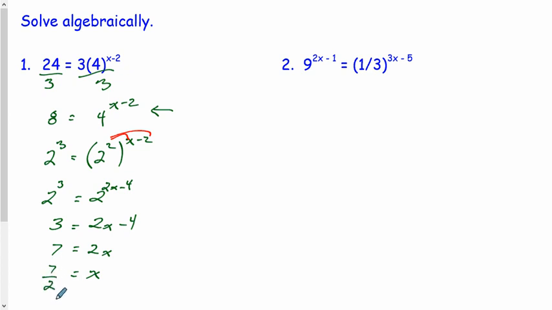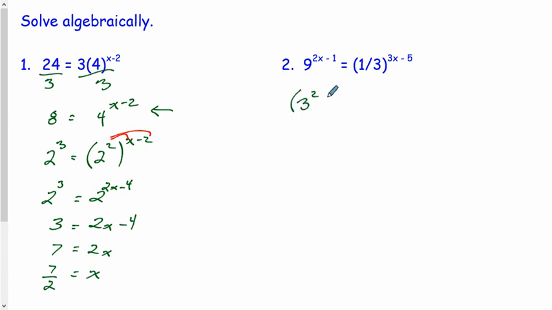There's question number 1. Number 2. Well, I have a 9 and a 1/3 in my bases. And that little stumble there of calling it a 3 is a hint that a 3 as a common base is going to be useful, because I can rewrite this 9 as a 3 squared.